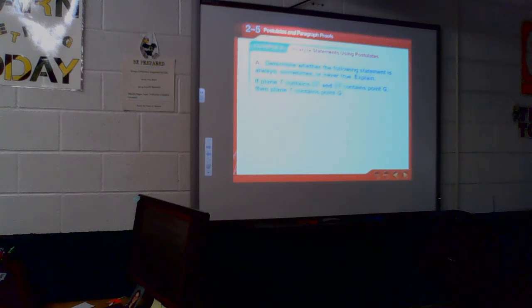Determine whether these are always, sometimes, or never true. So again, you've got to think about these and maybe draw a picture in your head or on your piece of paper. If plane T contains EF and EF contains point G, does plane T contain point G? Is that always true, sometimes true, or never true? So again, this one is where you might be better off if you draw a picture. Remember, a plane's just some kind of box.